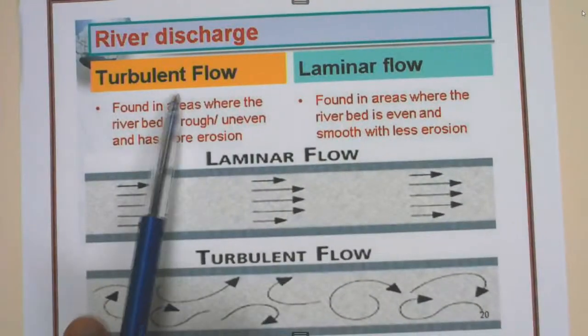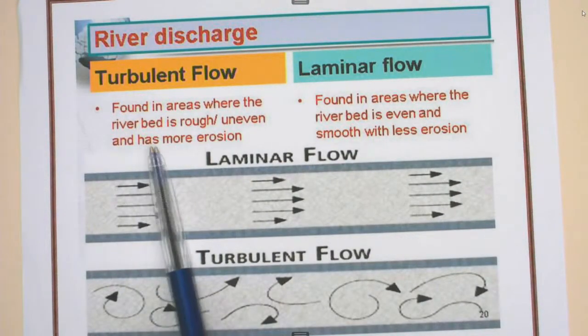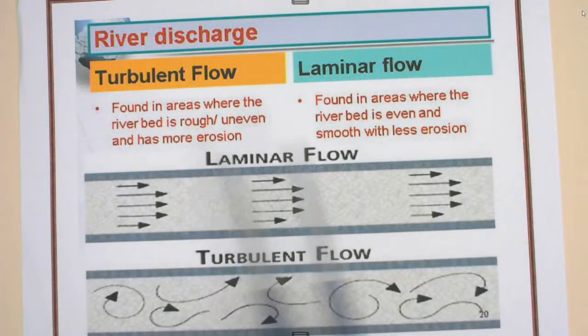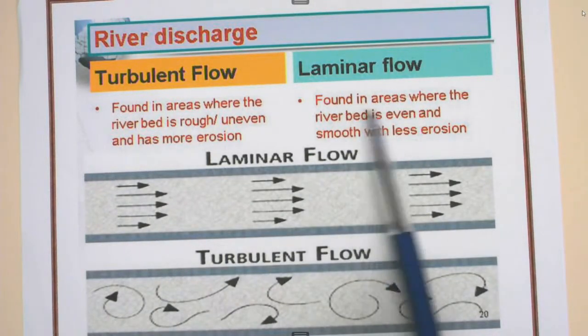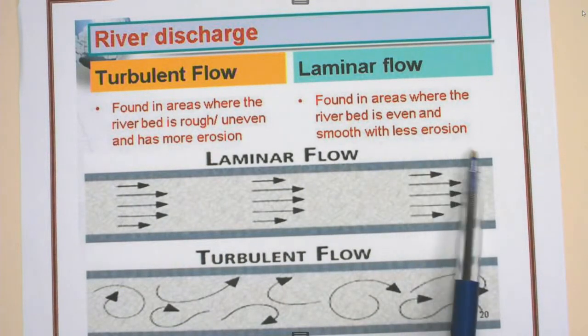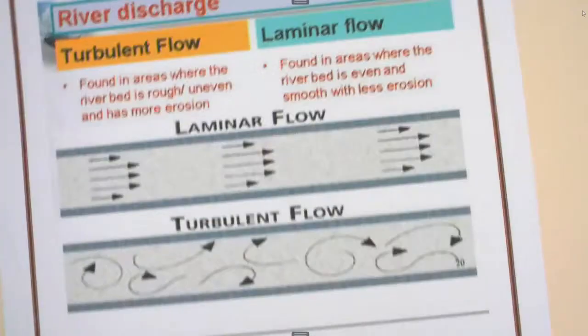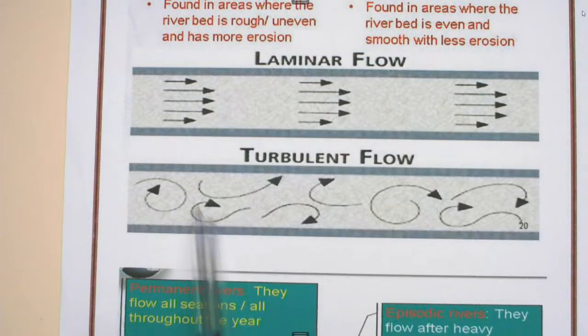Now we look at river discharge. We have two types of discharges. The first one is turbulent flow, found in areas where the bed of the river is rough and uneven and has more erosion, whereas laminar flow is where the river bed is even and smooth with less erosion. This is how laminar flow is represented. Turbulent flow, look at this whirling flow.